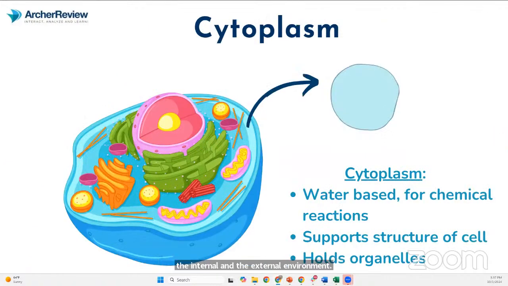The next component that we're going to focus on is the cytoplasm. The cytoplasm is a jelly-like, water-based substance where the organelles are held in place. It provides structural support for the cell, and it's also a site for chemical reactions.